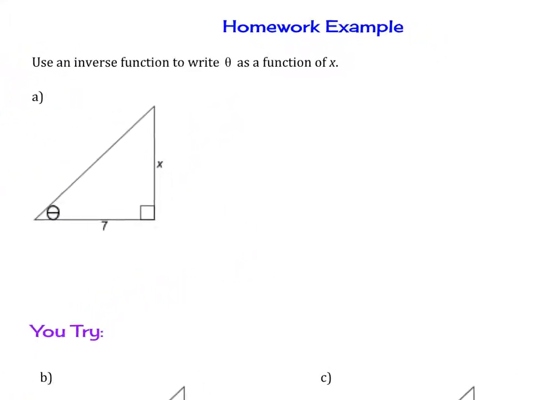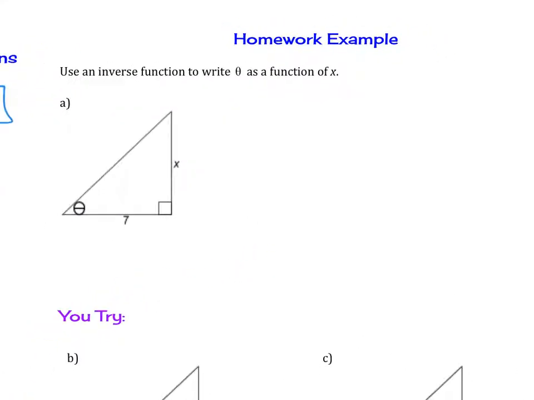Here's a couple of homework examples that are given. Use an inverse function to write theta as a function of x. In this example, we're given theta here at the bottom corner, and we have x and 7. So we know that we can write tangent because we have opposite over adjacent. So tangent of theta equals x over 7. Now we don't know what the angle is, and it wants us to write an inverse function. So we're going to write theta equals tan inverse of x over 7, or you can write it with arctan.